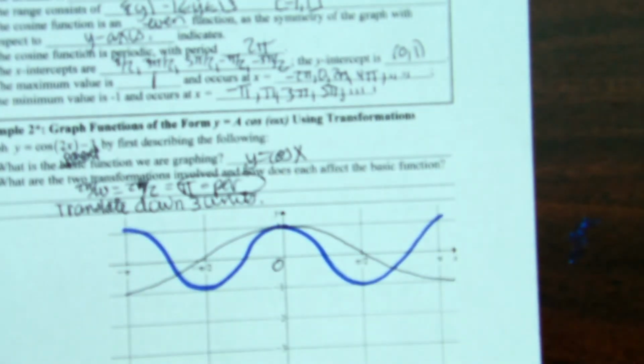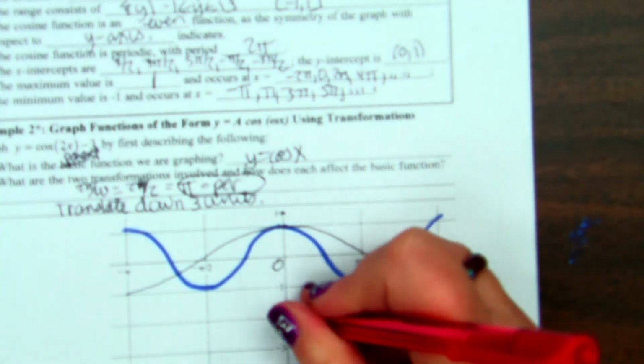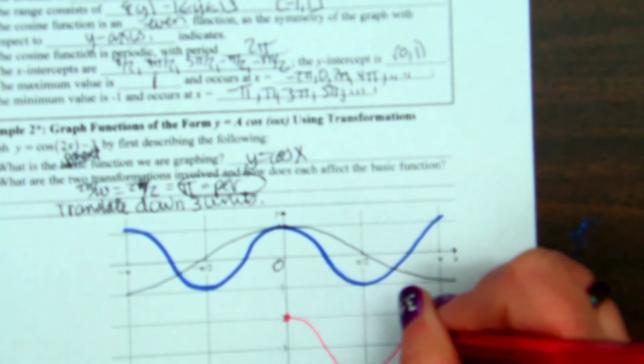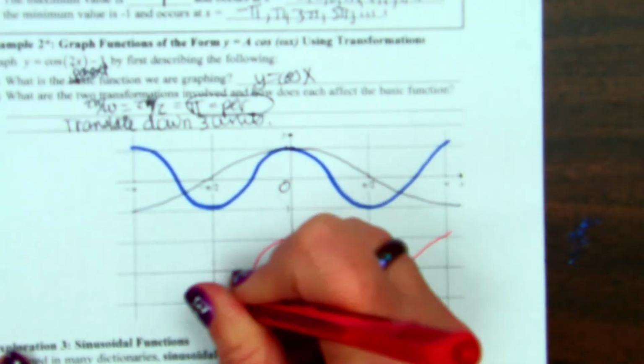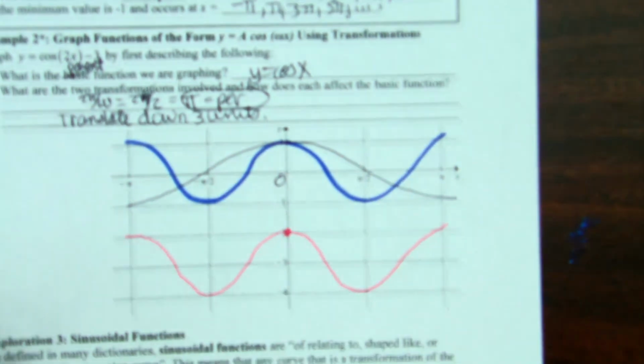And then we move down 3 units, 1, 2, 3, and it does the same thing. Down 3 units, nice smooth cosine curve.